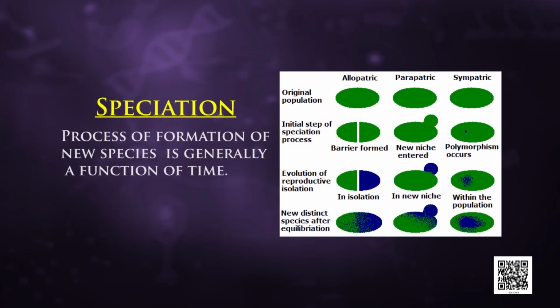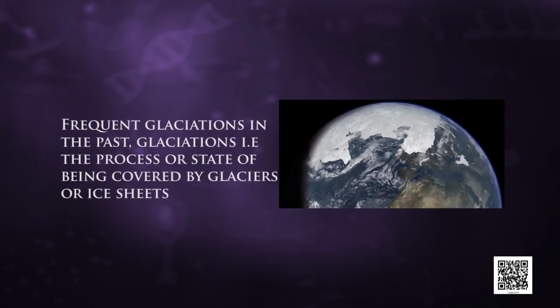Ecologists and evolutionary biologists have proposed various hypotheses. Some important ones are that, number one, speciation, that is, the process of formation of new species, is generally a function of time. Unlike temperate regions subjected to frequent glaciation in the past, glaciation meaning the process or the state of being covered by glaciers or ice sheets, tropical latitudes have remained relatively undisturbed for millions of years, and thus had a long evolutionary time for species diversification.